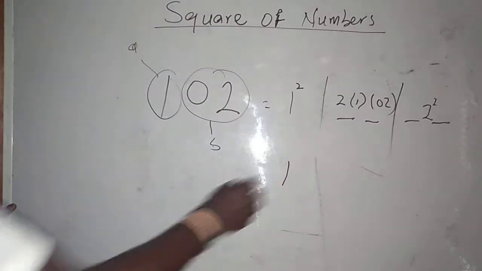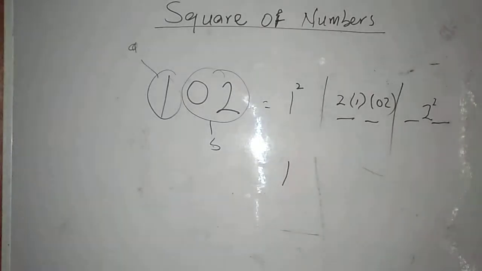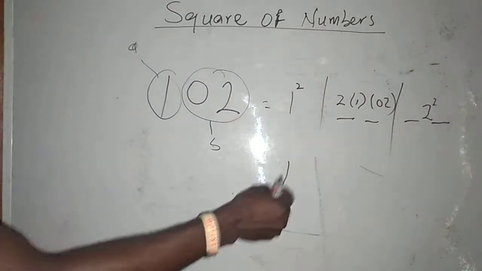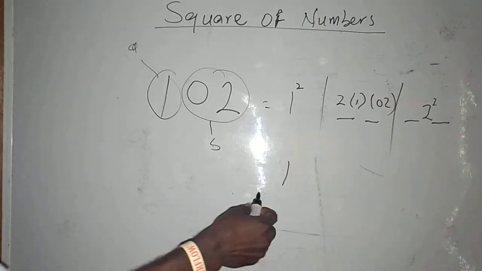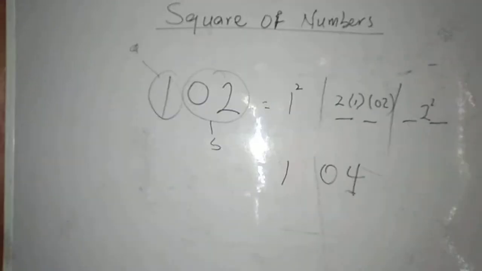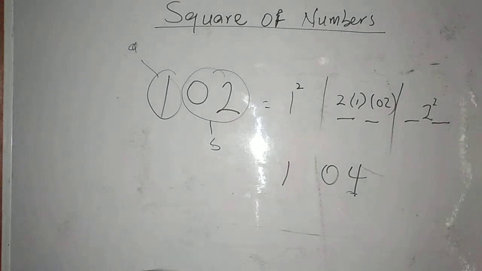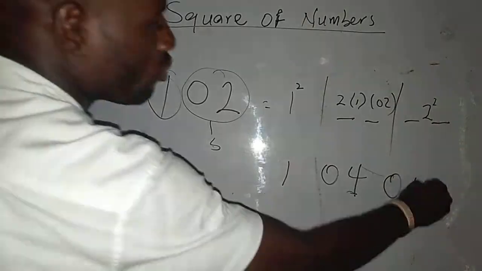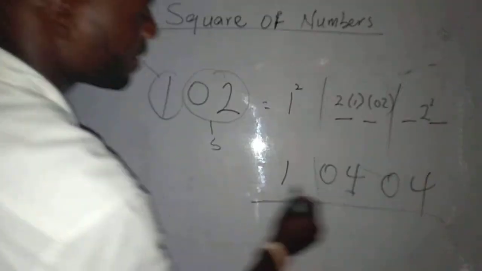Now, I have 2 times 1 times 2, which is going to be 4. Now, it's 2 digits. It means I will represent the number by what? 0, 4, which is my 4, because it must be 2 digits. The last number will be what? 2 square is 4, which is 04. My final answer. That is my final answer.